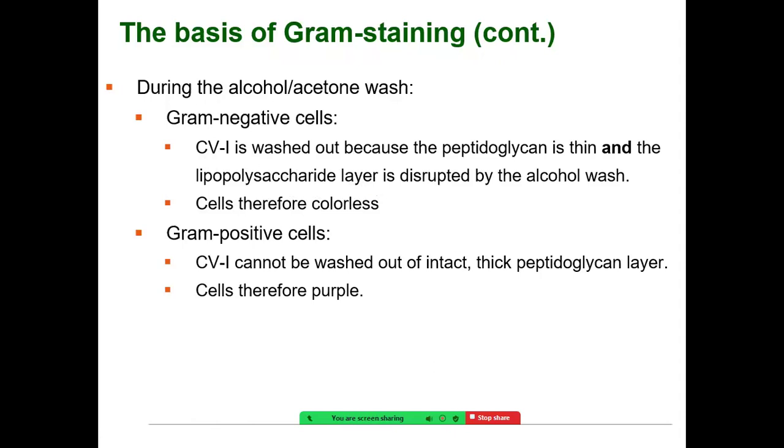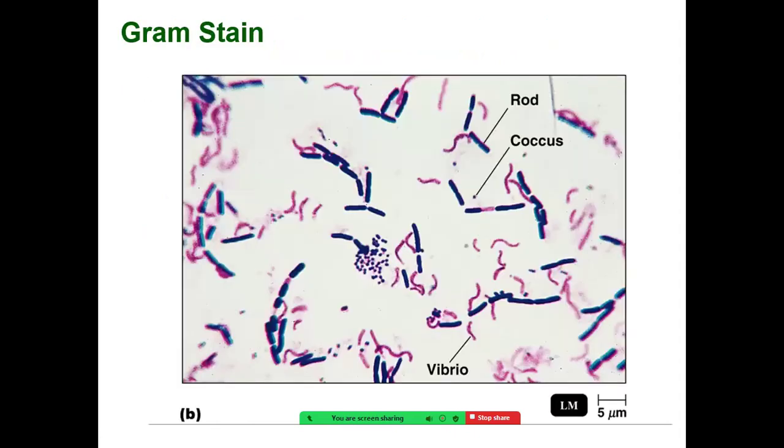The gram-positive cells, the crystal violet iodine complex cannot be washed out of the thick peptidoglycan layer, so the cells remain purple in color. And there you see the gram stain showing gram-positive rods, gram-positive cocci, gram-negative rod right there, gram-negative spirilla right there. And here's some more gram-positive cocci.